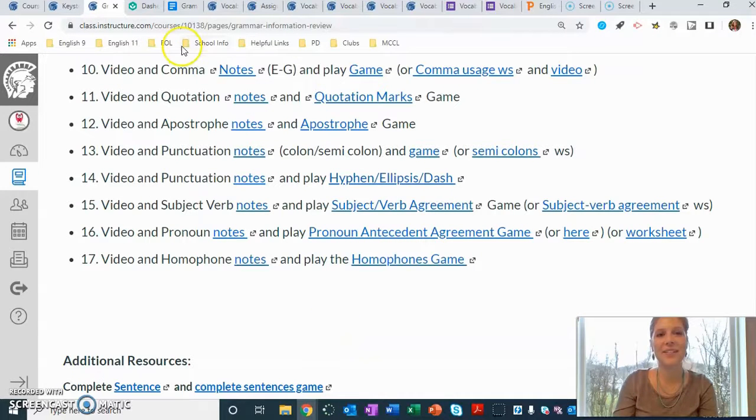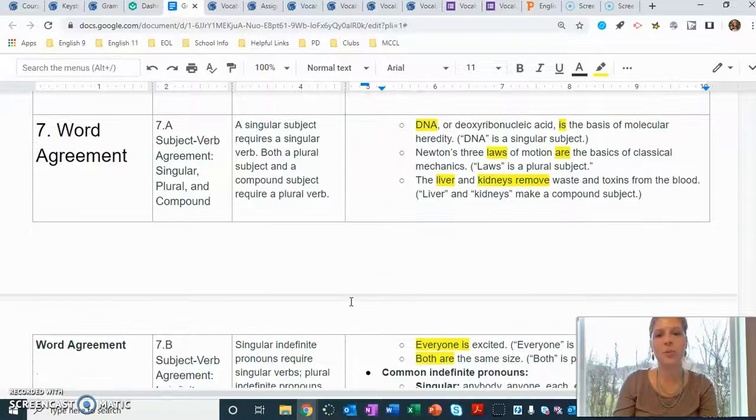Alright, up next is subject-verb agreement. So, a singular subject, such as the word DNA, requires a singular verb, such as is. DNA is the basis of molecular heredity. If you have a plural subject or a compound subject, when you have 2 subjects, then you require a plural verb, such as the plural subject laws. You would use the plural verb are. Newton's 3 laws of motion are the basics.